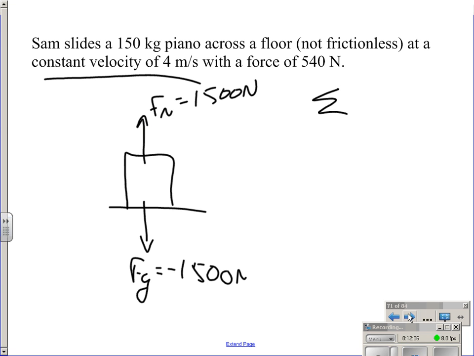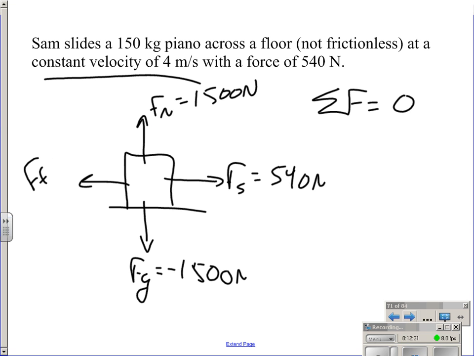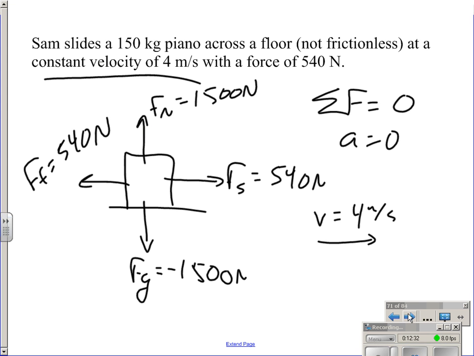Since it's going at a constant velocity, your net force has got to be 0, which means that Sam's force is going to be one way. It doesn't give a direction, so let's just have Sam push this way with 540 newtons. Since your net force is 0, that means your force of friction is also got to be 540. And you know that your acceleration is 0, and your velocity is 4 meters a second.